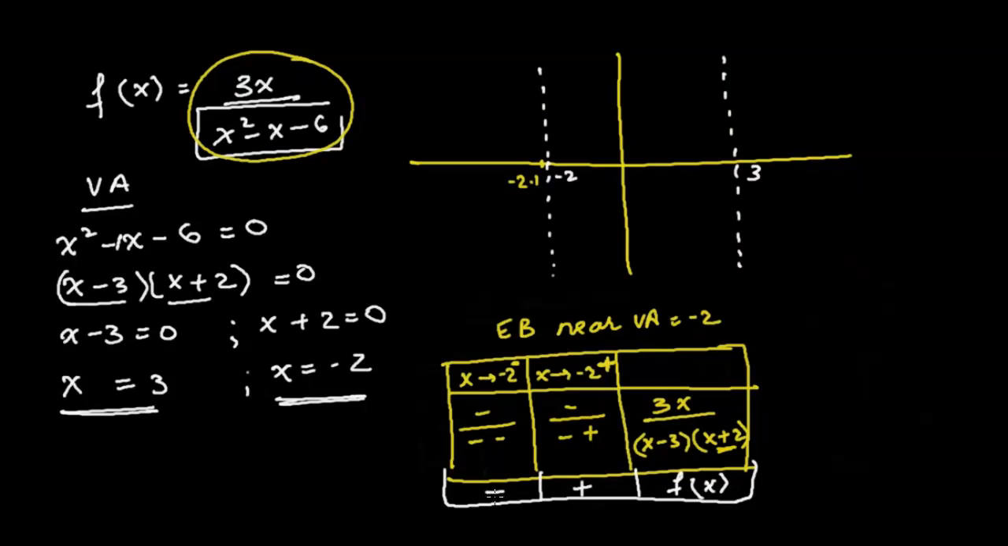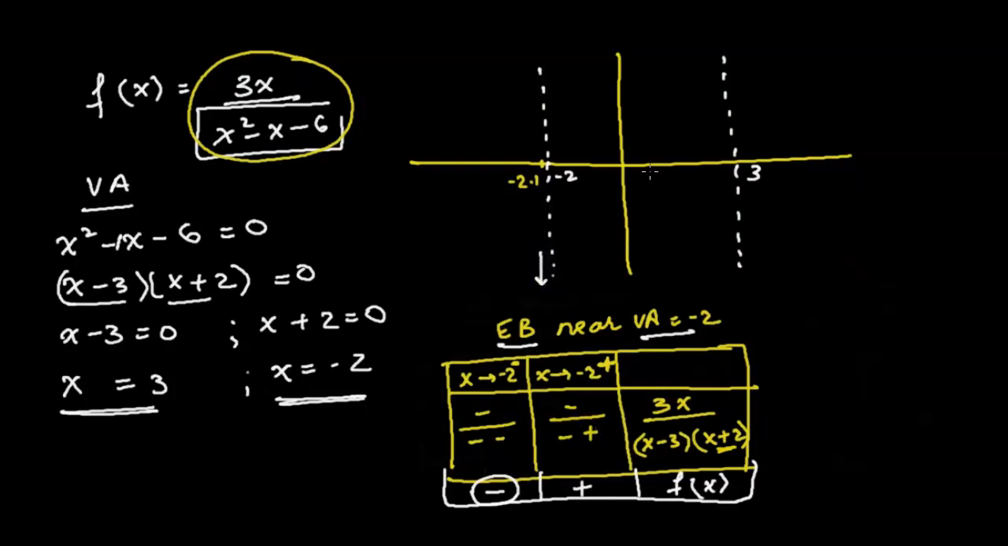Negative means we are on the negative side of the graph, which means we are under the x-axis. Positive means we are above the x-axis. Since we are determining the end behavior, this gives us an idea of how the function behaves when we are approaching -2 from the left side, and it gives us a negative value. So the end behavior would be going downwards.